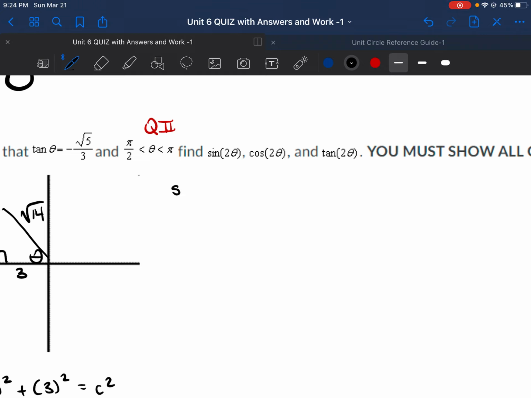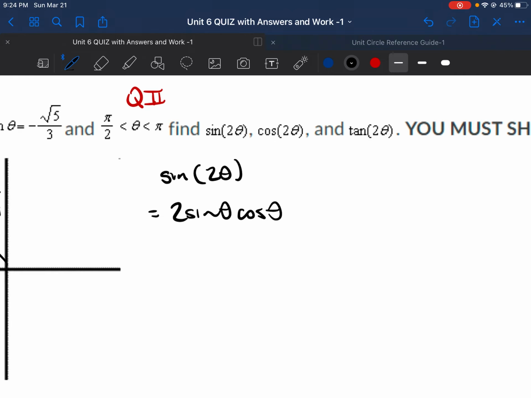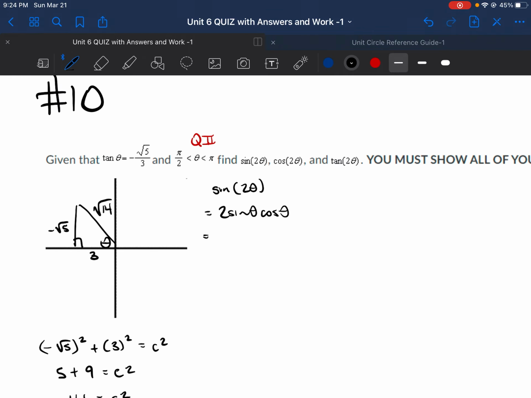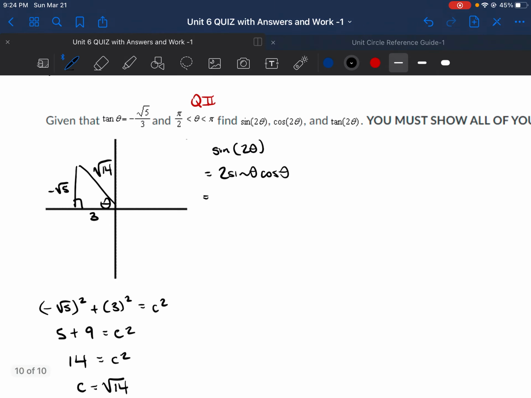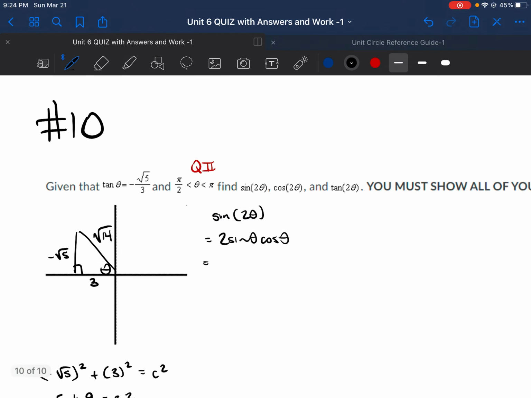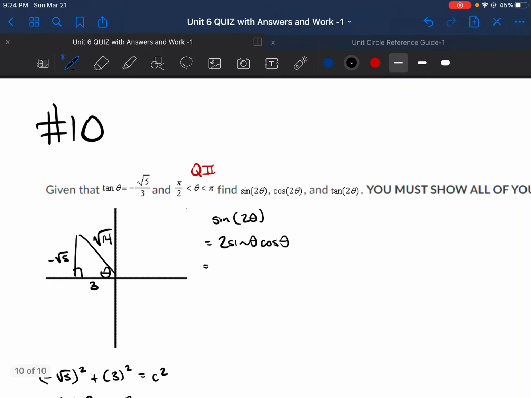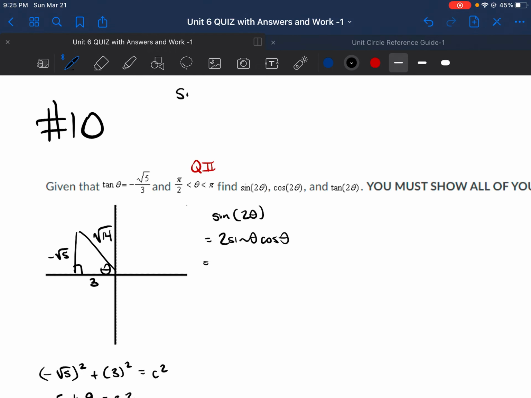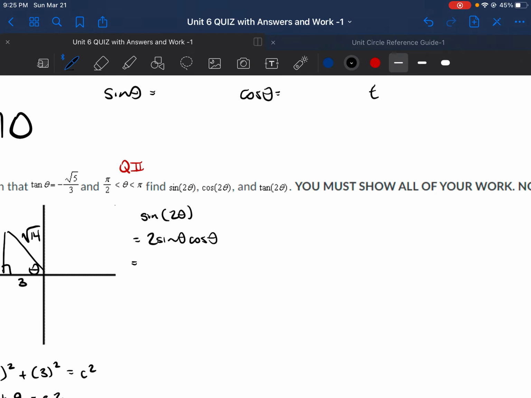Sine of 2 theta is up first. And we know sine of 2 theta is 2 sine theta cosine theta. Well, let's actually do a few things real quick just to make all the calculations we're going to have to do a little smoother. Let's do sine of theta, cosine of theta, and tangent of theta, because we're going to need them anyway.